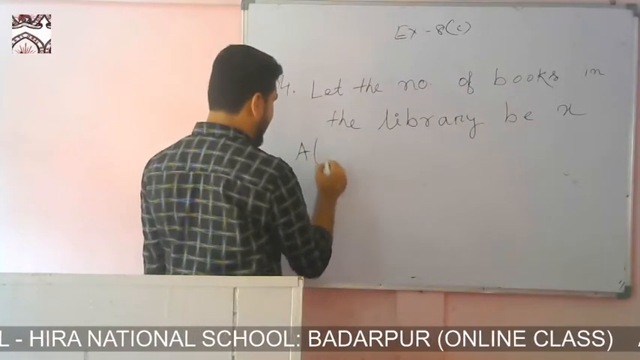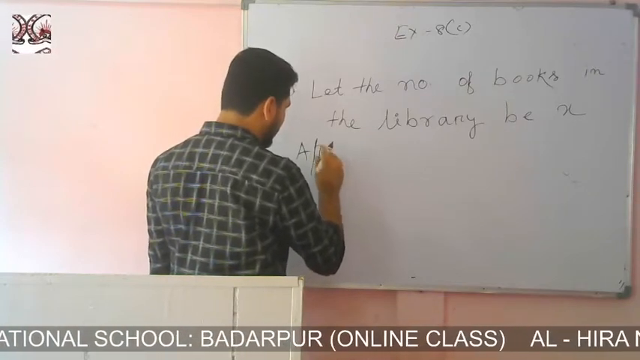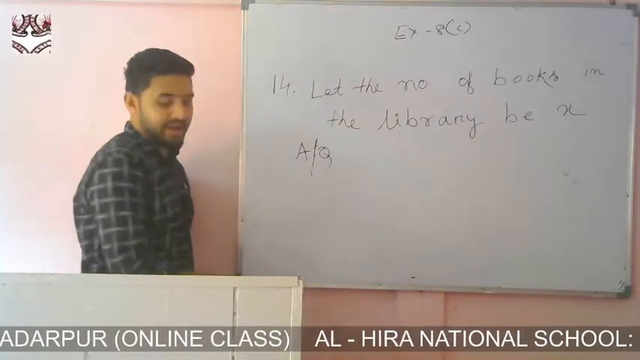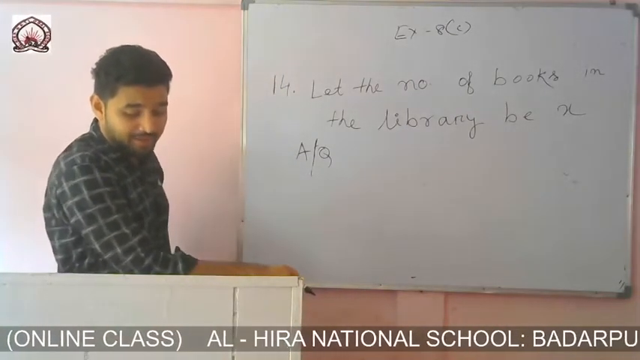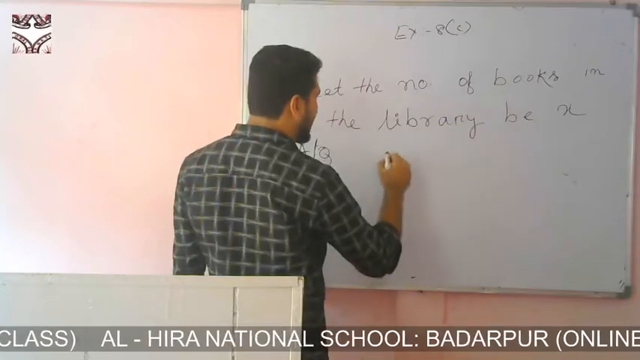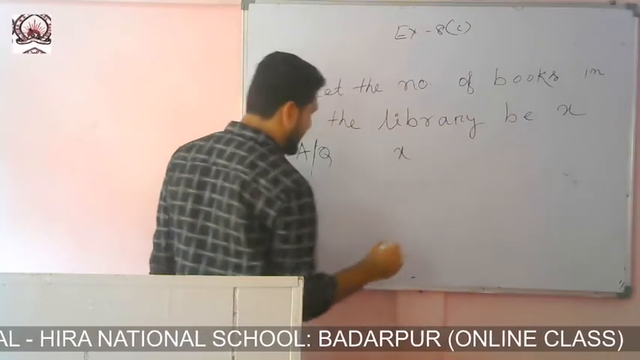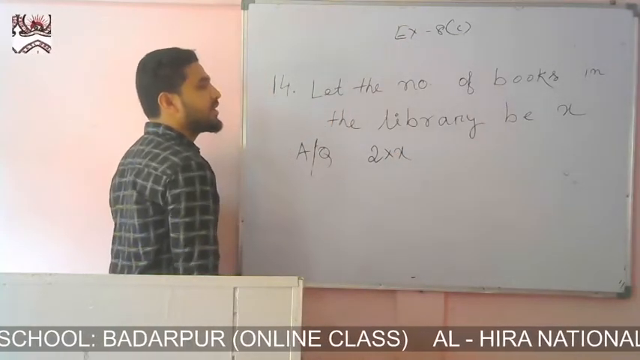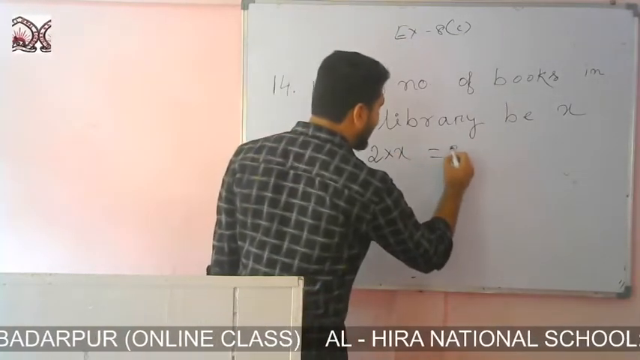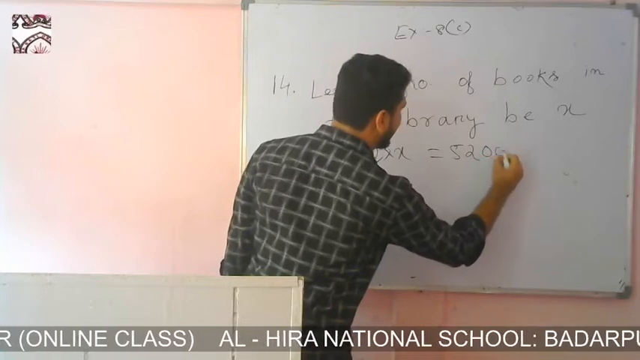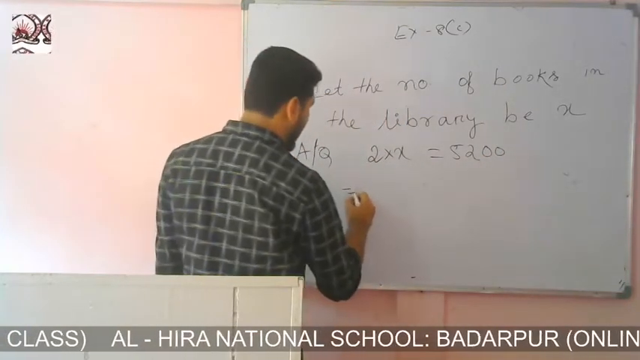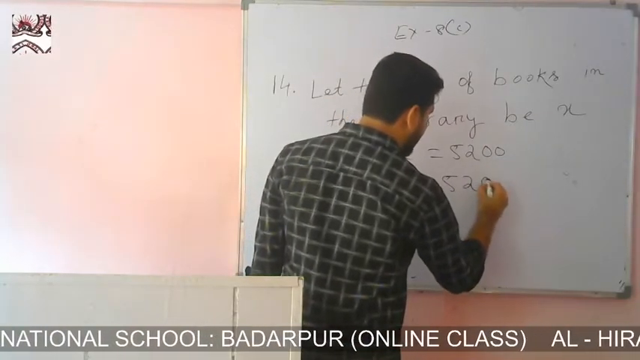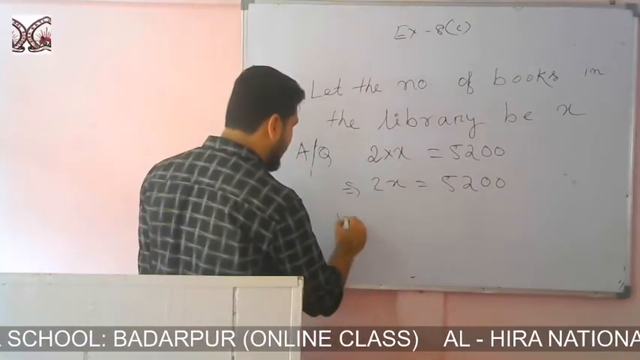According to the question, I can write that. If twice the number of books, that means we know the number of books will be, let, X, and now it is written twice. Twice means 2 times. Then we will get 5200. Now we have to find the X. So I can write twice X equals 5200. Okay, so here you can write which is the required equation.